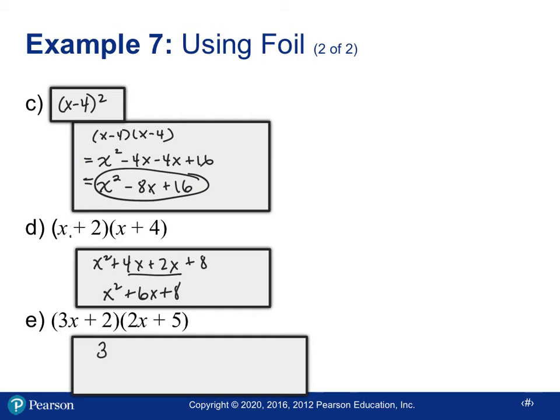Let's do this again. So you get 3x times 2x is 6x squared. 3x times 5, 15x. 2x times 2, 4x. 2 times 5, 10. Combine your inner, 6x squared plus 19x plus 10.